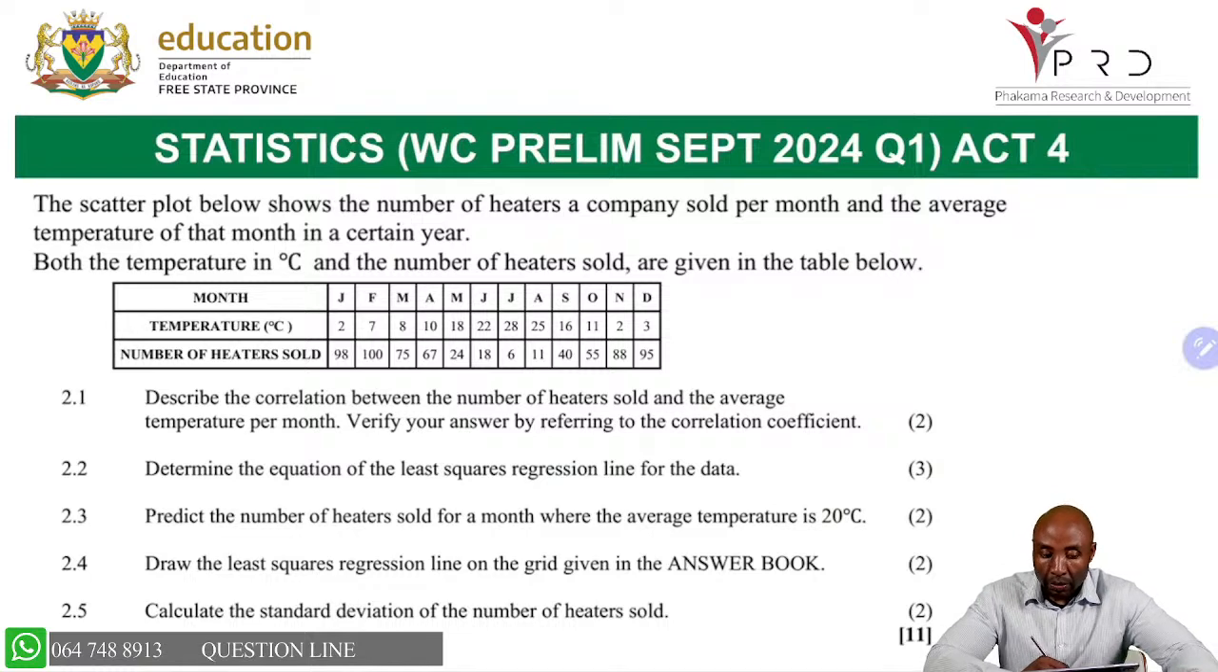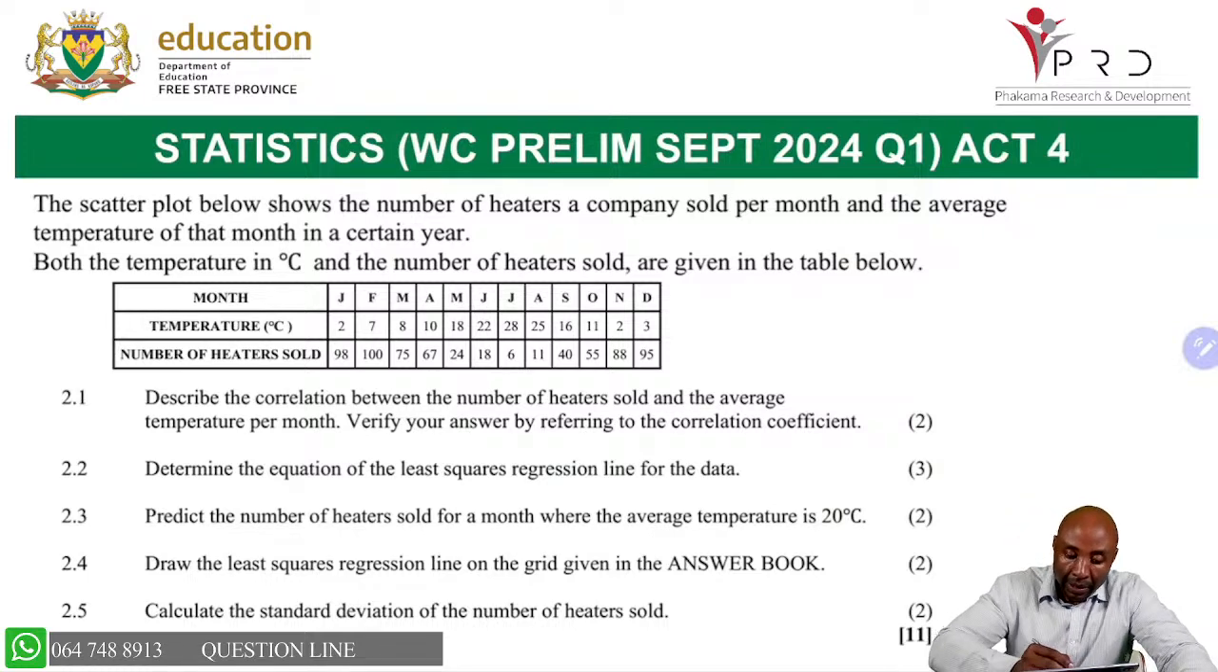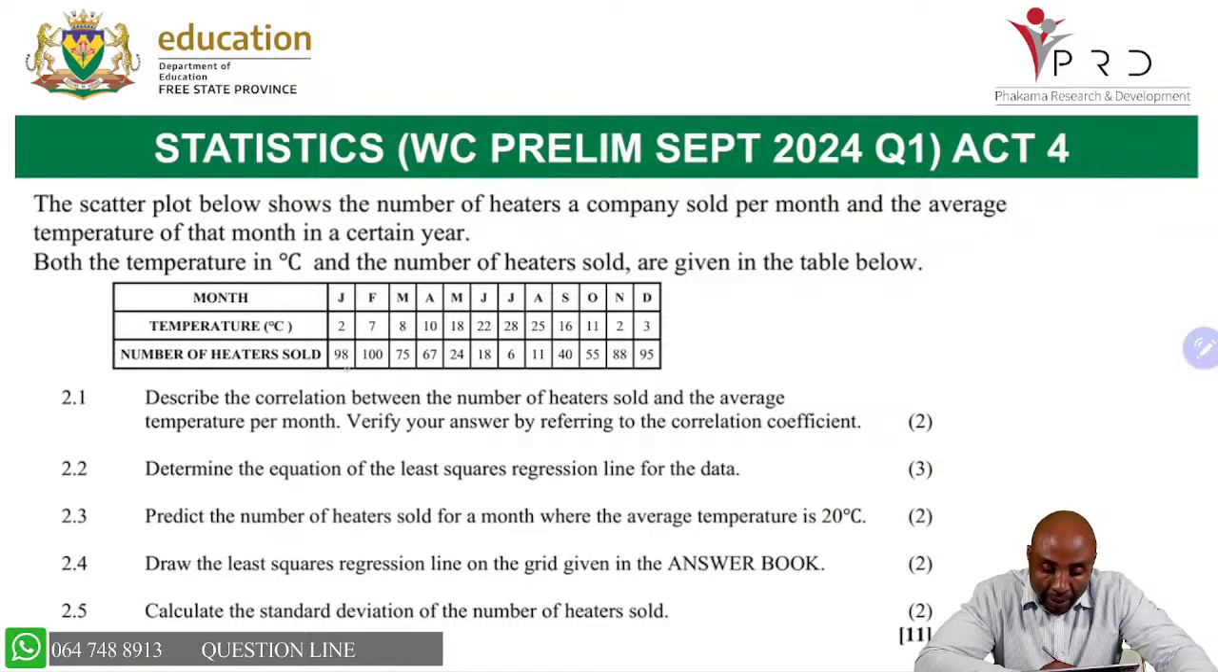Because of time, I will ask you to take a photo of this activity where we are asked to describe the correlation between the number of heaters sold and the average temperature per month, and we verify our answer by referring to the correlation coefficient. So please check. If the temperature was 2 degrees, 98 heaters were sold. 7 degrees, the number of heaters sold was 100, and so on and so on. So we should be able to punch in our data.